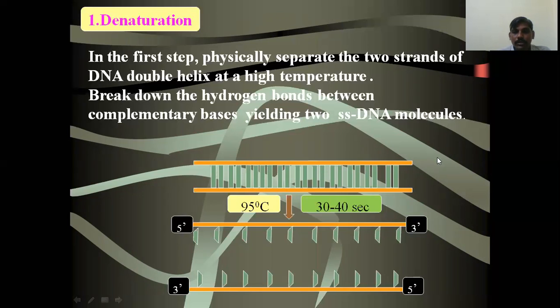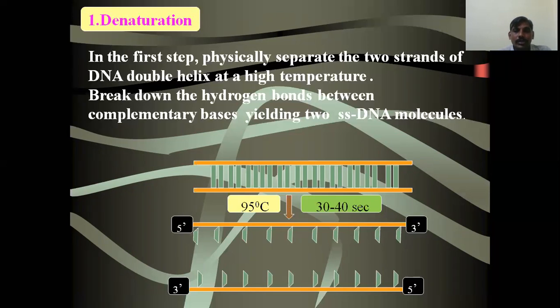These are the hydrogen bonds. When the test tube is kept in the thermocycler device, and the temperature rises to 94 or 95 degrees Celsius for 30 to 40 seconds, immediately the non-covalent interactions break down, and the hydrogen bonds also cleave. The two single-stranded DNA molecules are separated and free from each other. So this is the primary and first step of PCR.